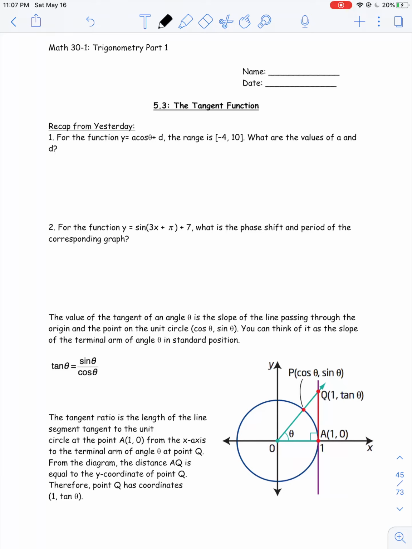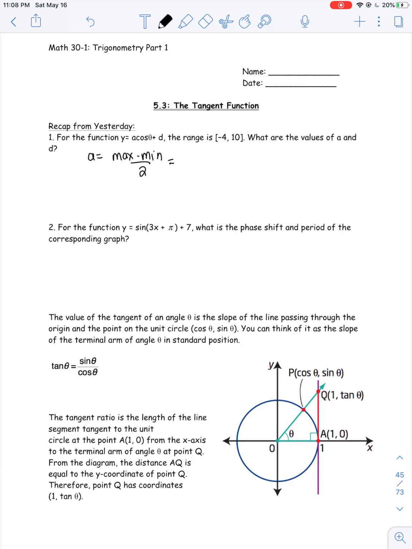This is lesson 5.3, the tangent function. So they're giving us y equals a cos theta plus d, and they're giving us the range, which is -4 to 10. So they're pretty much giving us the max and min value. So they want us to find the value of a and d. The a value is the amplitude, and that's always found by taking your max minus min divided by 2.